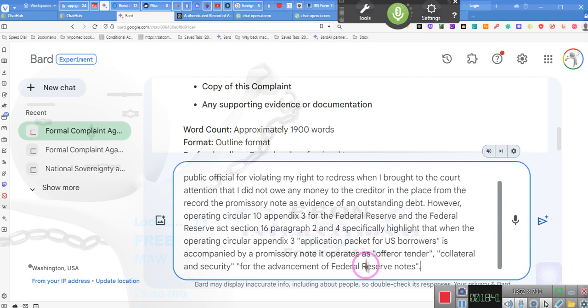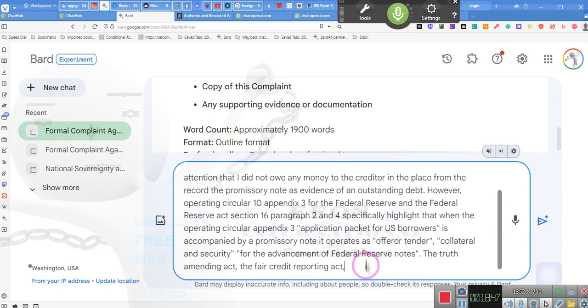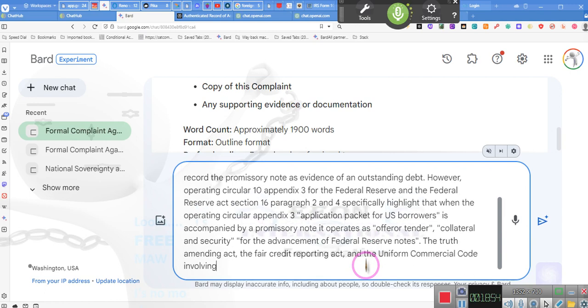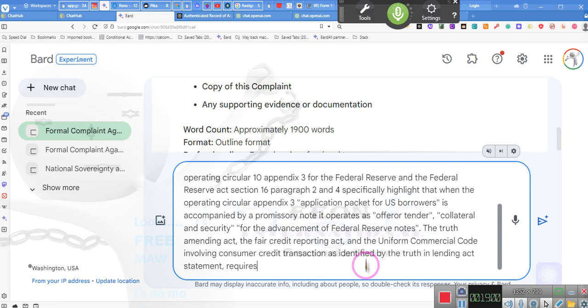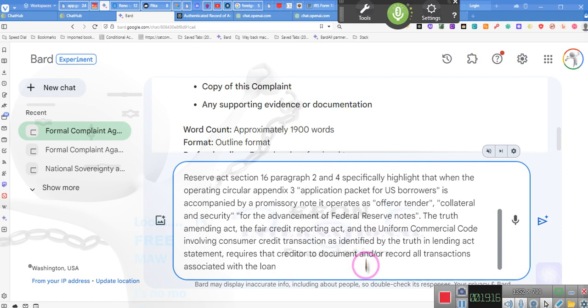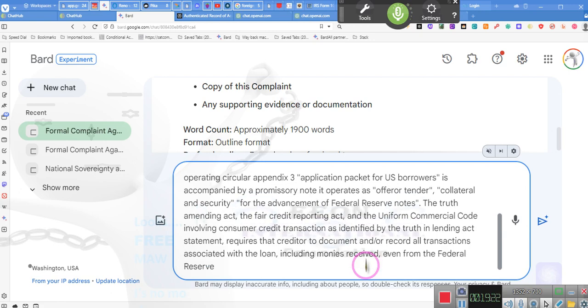Period. The Truth in Lending Act, comma, the Fair Credit Reporting Act, comma, and the Uniform Commercial Code involving consumer credit transactions as identified by the Truth in Lending Act statement, comma, requires the creditor to document and or record all transactions associated with the loan, comma, including monies received, comma, even from the Federal Reserve on the borrower's behalf as identified by the Federal Reserve Act, Section 16, period.